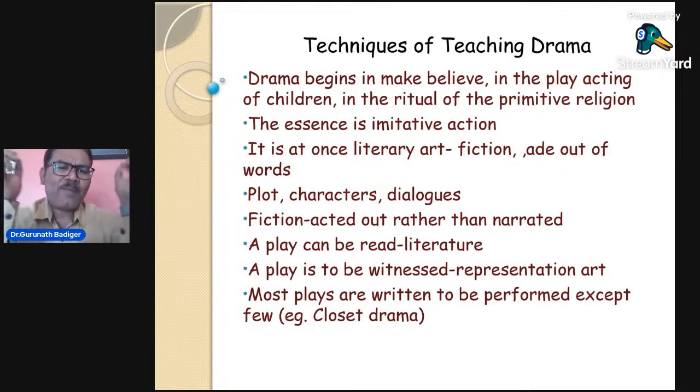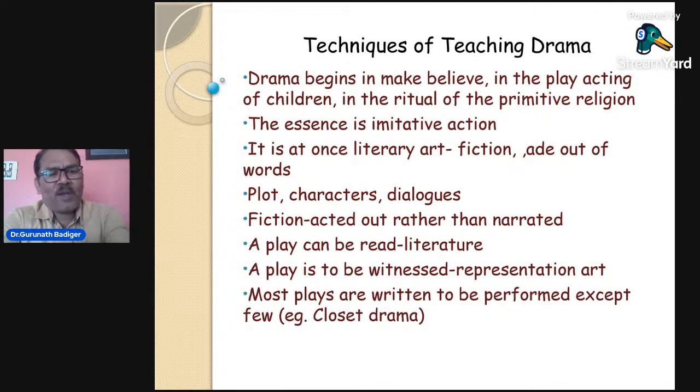So obviously, what happens here is the teaching of drama. We need to be dramatic. It is at once literary art. There is fiction. There is, you know, plot. There are characters. There are dialogues. So this fiction is acted out rather than narrated.